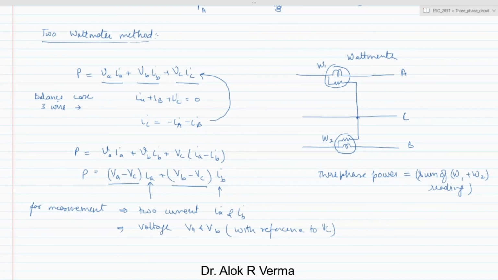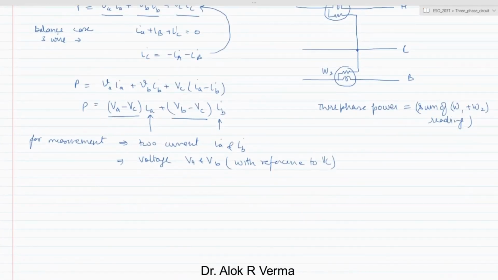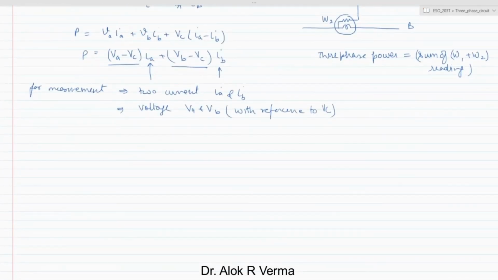It can also be connected to phase A and phase C with reference to phase B. So any two phases will be used for wattmeter current measurement with reference to the voltage of the third phase. That's the idea of the two wattmeter method. If you have a three-phase 4-wire system, you can connect three wattmeters with reference to the neutral. It will be the same philosophy, and then you can measure the power.